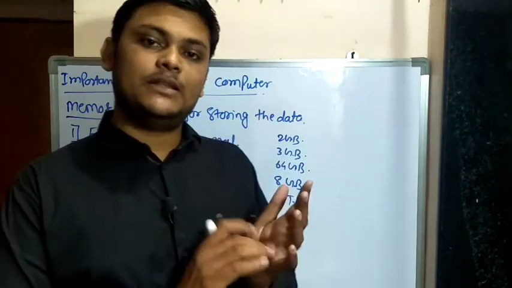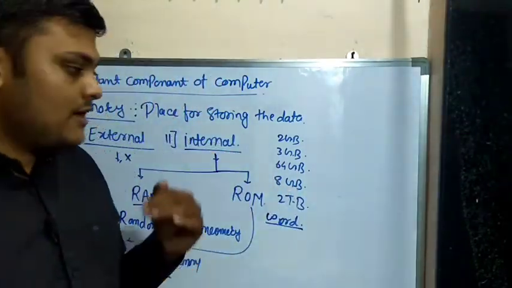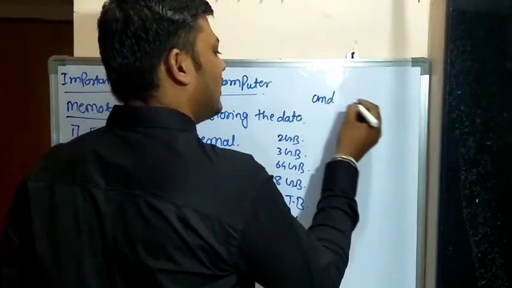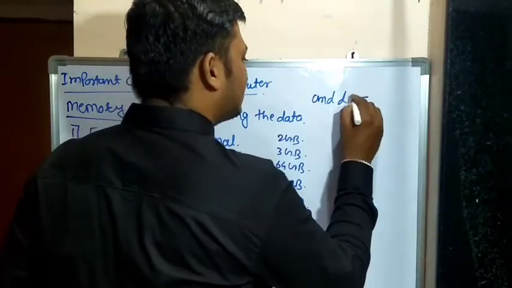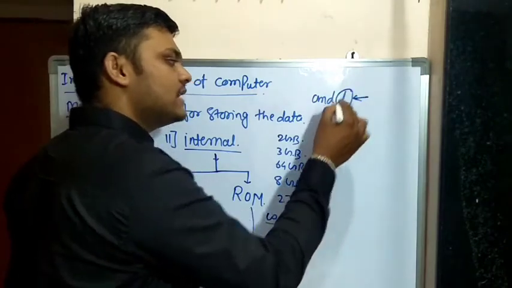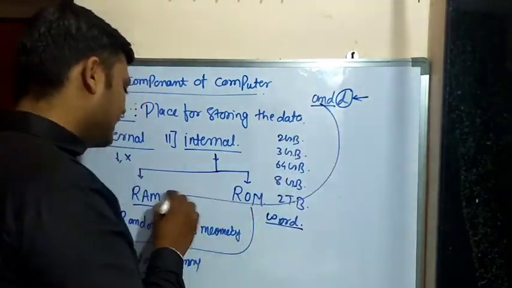For example, you're typing a message, in that what exactly happens beta? By mistake you have written a word and added a double D to it. What you will do is you will press the backspace. When you press the backspace, that letter gets erased and only the correct word remains over there. So that is nothing but the RAM.